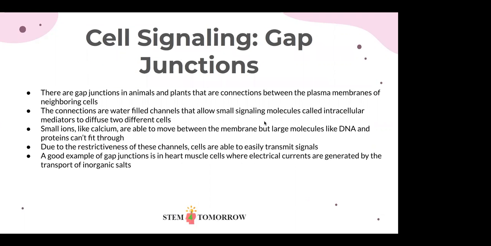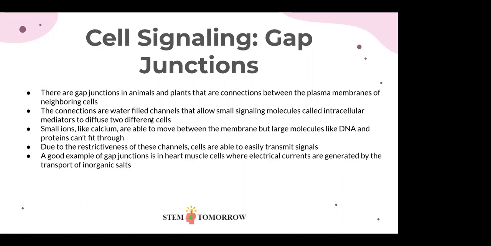The next type of cell signaling is gap junctions. There are a lot of gap junctions in animals and plants, and they are connections between the plasma membranes of neighboring cells. The connections are water-filled channels that allow small signal molecules called intracellular mediators to diffuse between two different cells. Think about how a cell has a plasma membrane that filters what comes into it and what goes out of it.